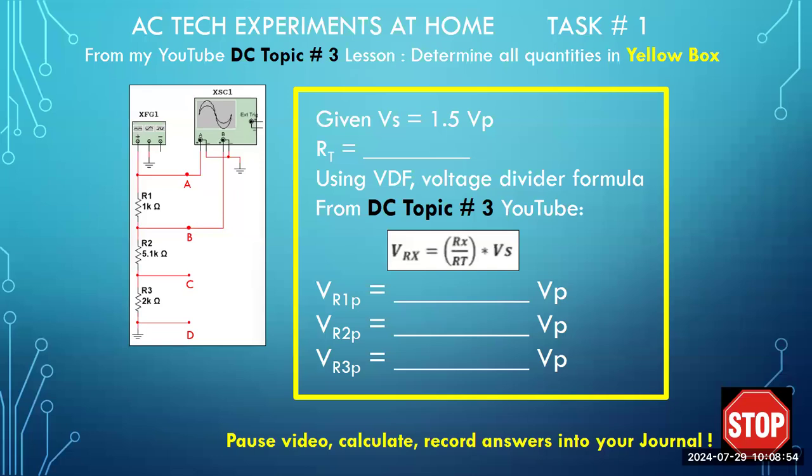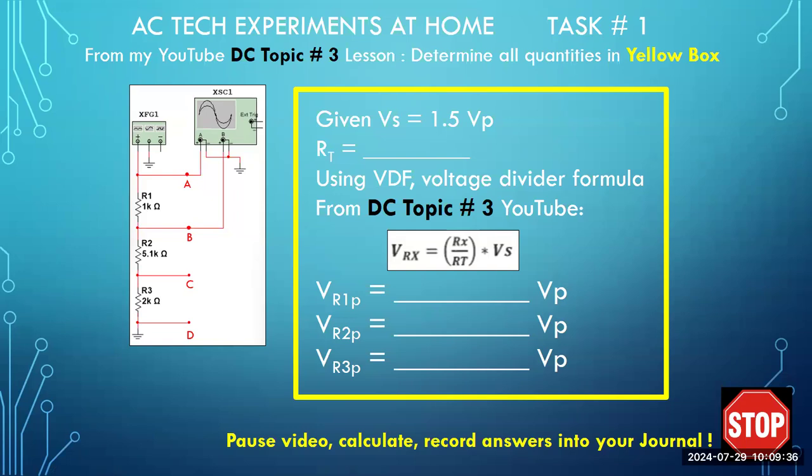What is RX? Well, RX is your resistor of interest, if you will. And so Rx could be represented by any particular number. So if we're interested in the voltage across resistor number 1, the 1 kilo ohm resistor, that is shown as the first resistor of the sequence of 3. If I'm interested in the voltage across that particular resistor, then I would rewrite the formula as VR1 is equal to R1 over R total times the voltage source.